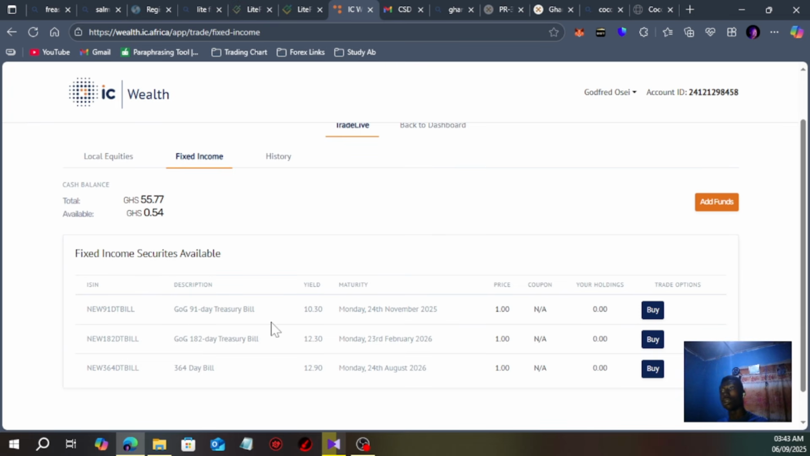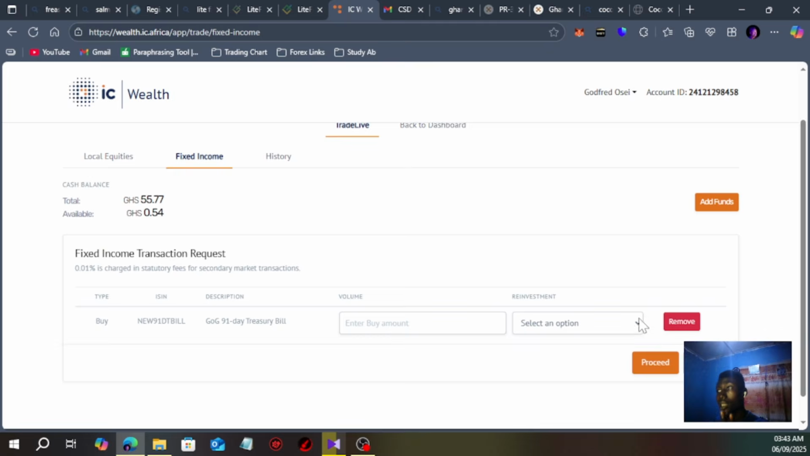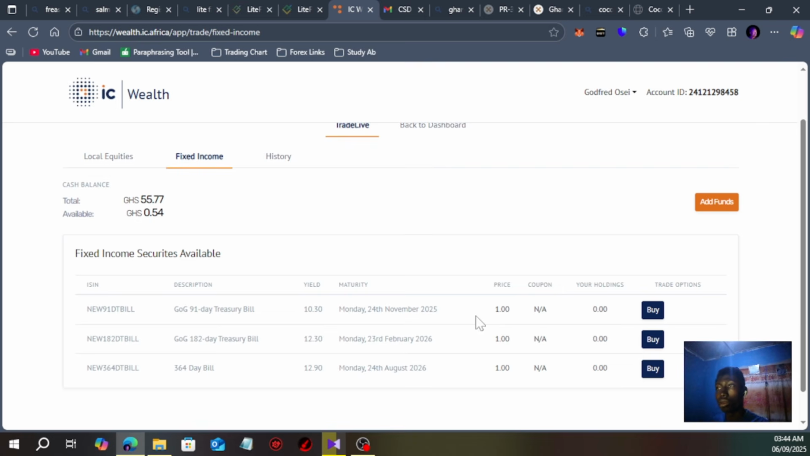Now, here is the treasury bill. We have the 91 days treasury bill, the 182 days treasury bill, and the 364 days bill. So these are all here. The maturity date is Monday, 24th November 2025. So if you want to buy, just come and talk about the amount you want. You don't have to pull back from that. I want you to know that you can buy treasury bills.